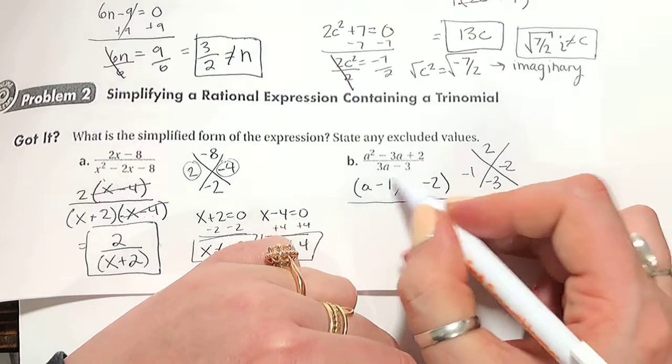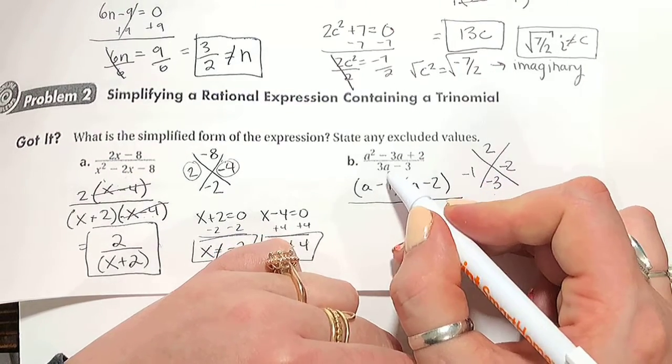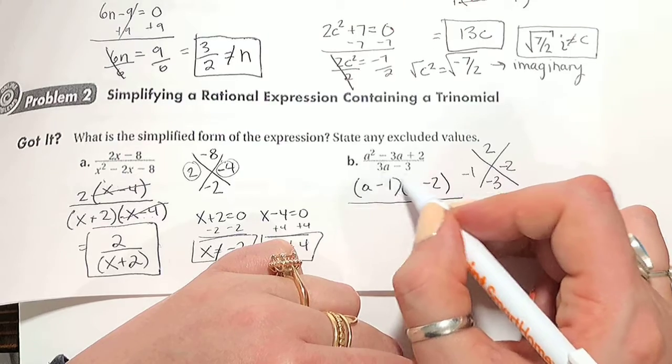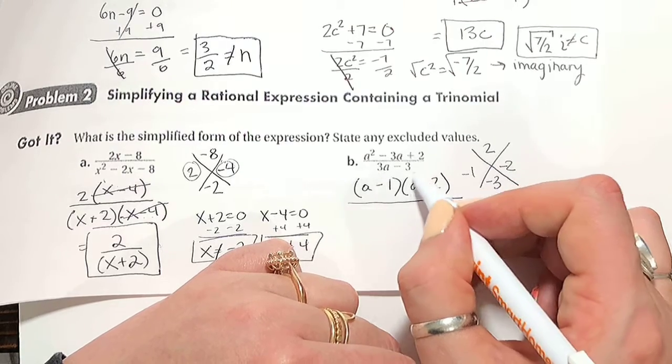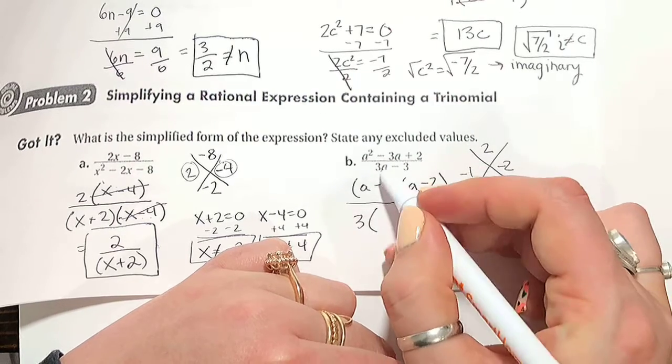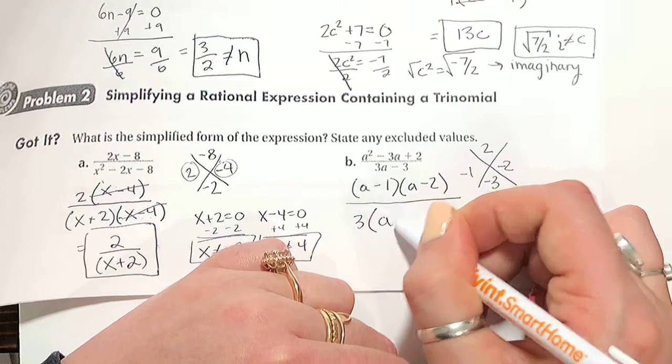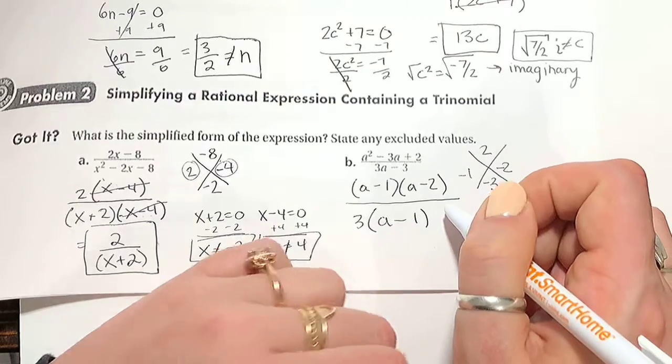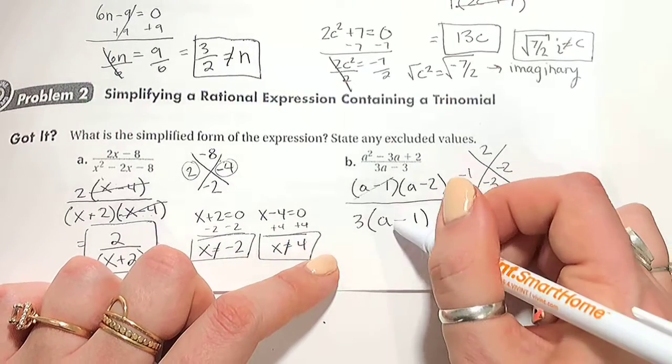And then looking at the denominator, let's factor that. We have 3a minus 3. So when we have a binomial, you just want to take out the greatest common factor, which in this case is a 3. We can take that out. So write the 3 out on the front, and then 3a divided by 3 is a, and negative 3 divided by 3 is negative 1.